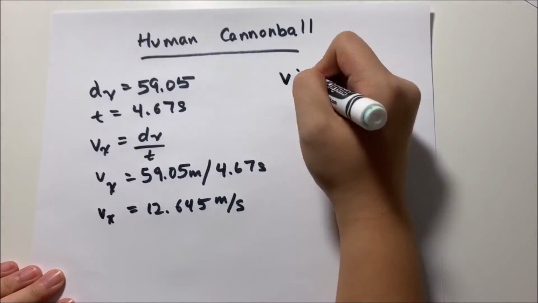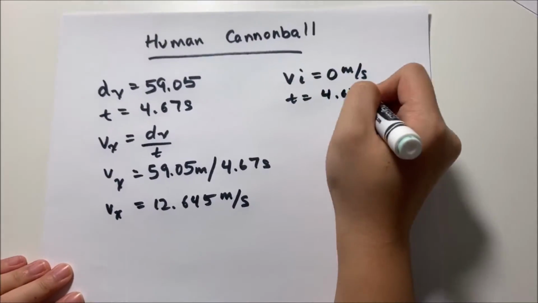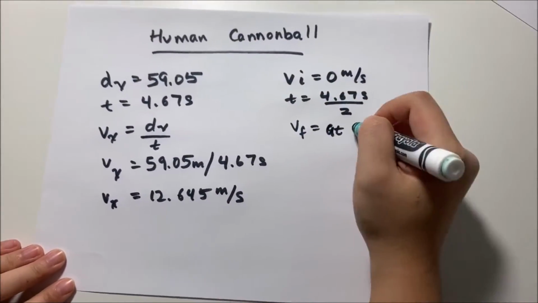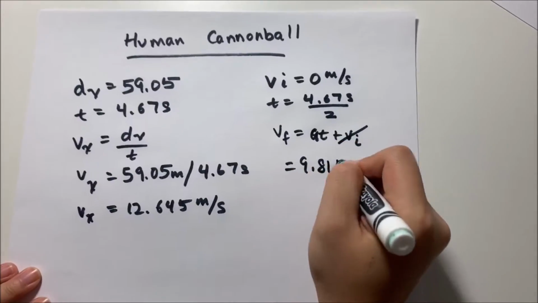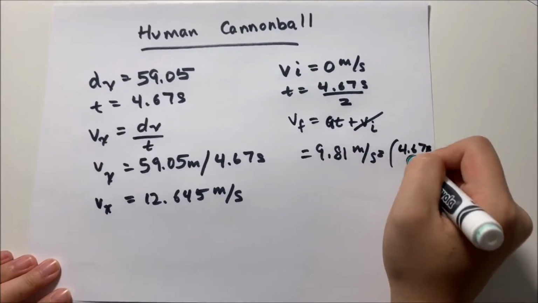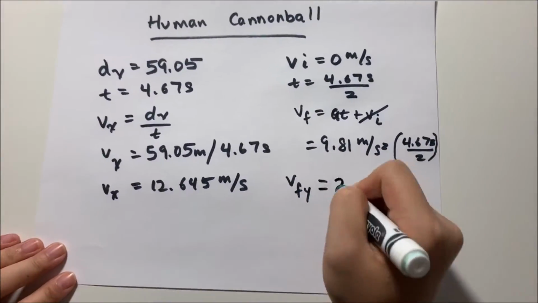The cannonball's vertical velocity can be solved in the same way as we solved the vertical velocity of the soccer ball. The vertical initial velocity is 0 and the time is 4.67 seconds divided by 2, so his final vertical velocity would be 22.906 meters per second. Now we can solve for the velocity of the human cannonball.